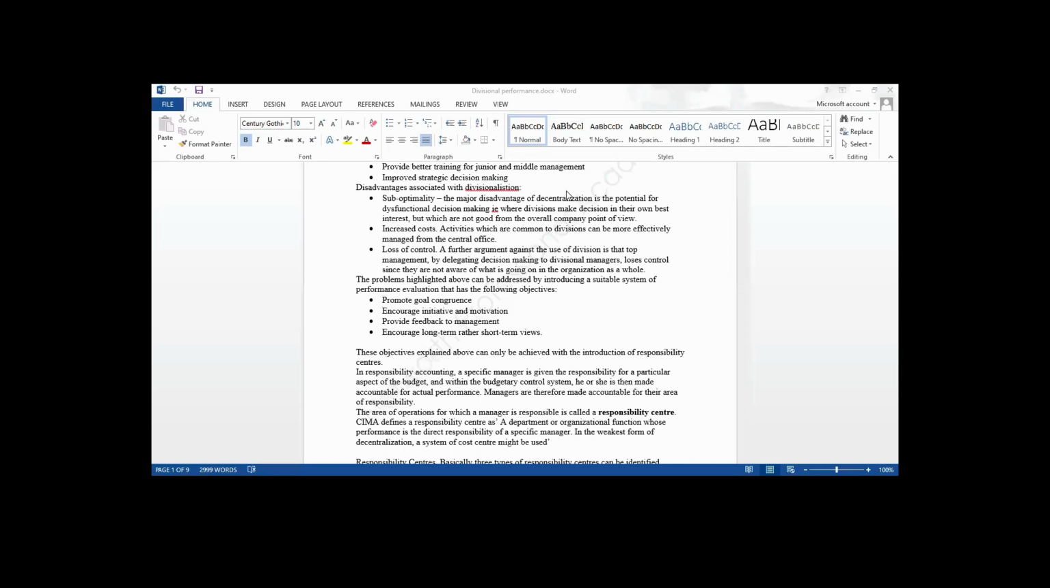Please note that. Now, because of this limitation, to address some of these problems of loss of control, the company must introduce a suitable system of performance evaluation. Let me repeat that point.